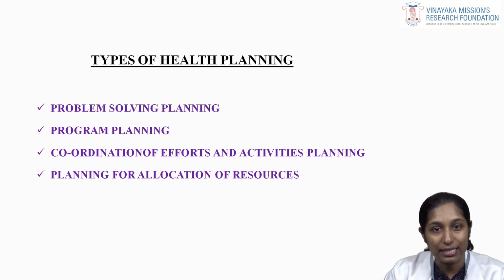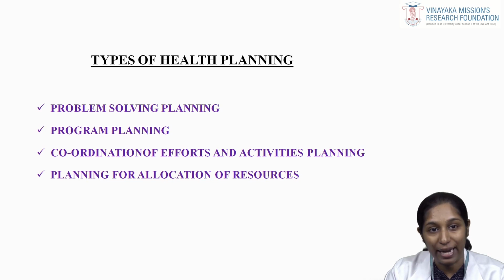Now, let us see the types of health planning. First is problem-solving planning. What is problem-solving planning? It involves the identification of a problem in a community and then finding the resolution of the problem. For example, imagine if there is a problem of dental fluorosis in a community, we will plan a program like defluoridation or something else to solve that particular problem. This is called problem-solving planning.